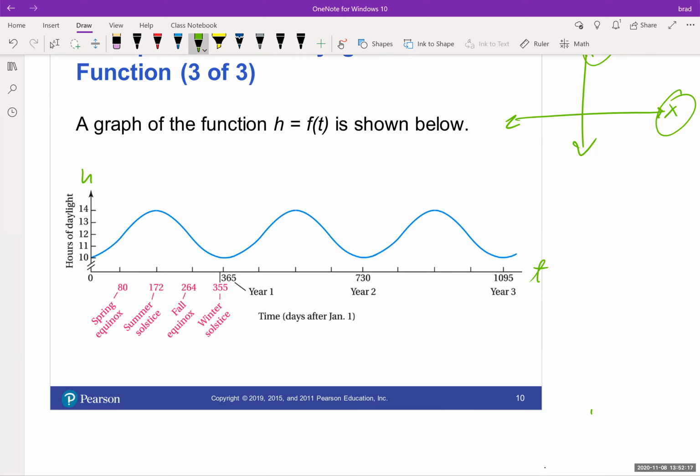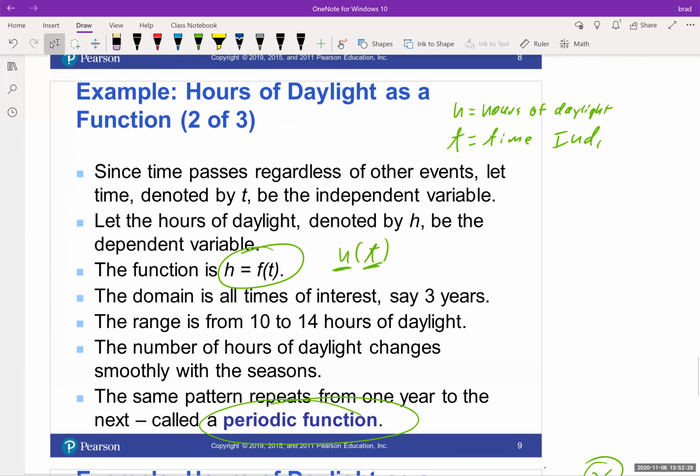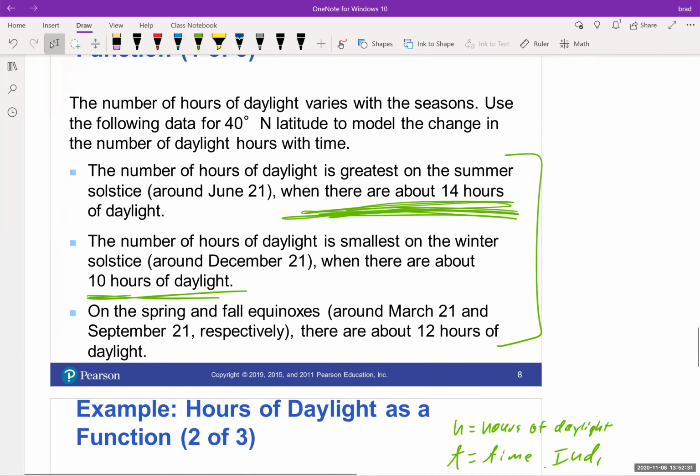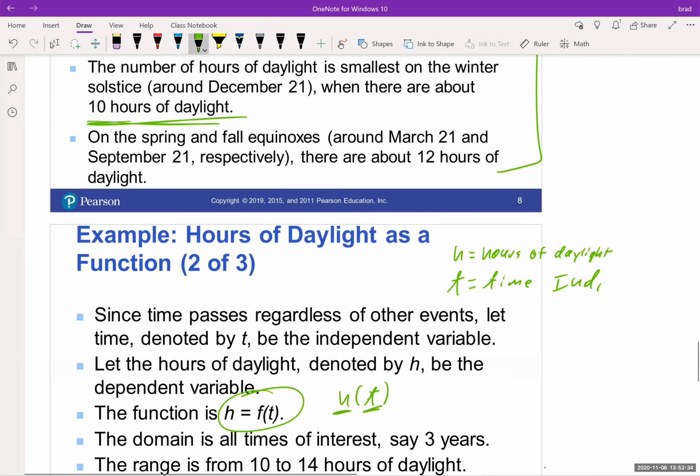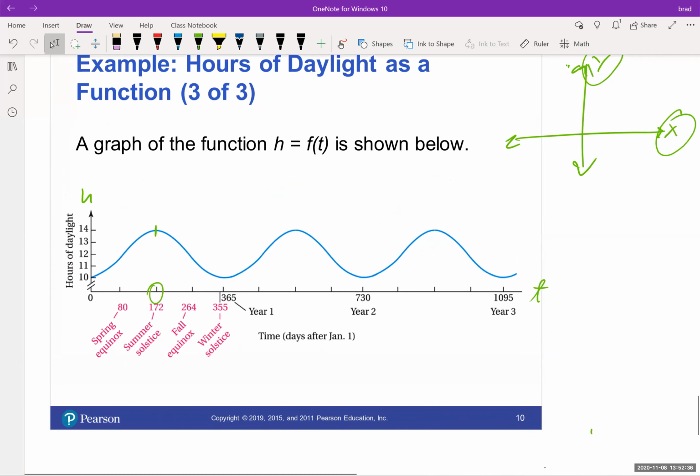information now, we could look here and say the summer solstice is 172 days, right? And they're saying that would be around June 21st. We don't know the exact day, but more than likely it's June 21st or somewhere in that range. That makes sense, because June 21st is about halfway through the year. So this is probably what they're referring to.